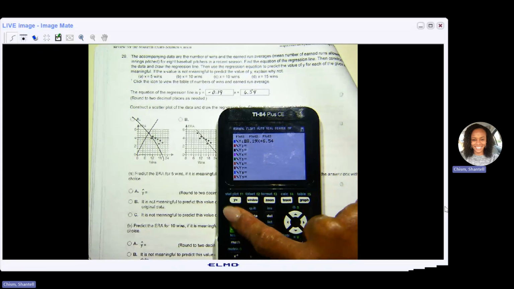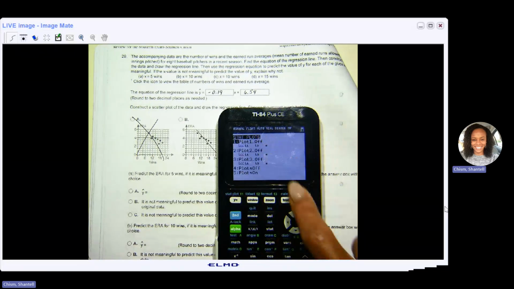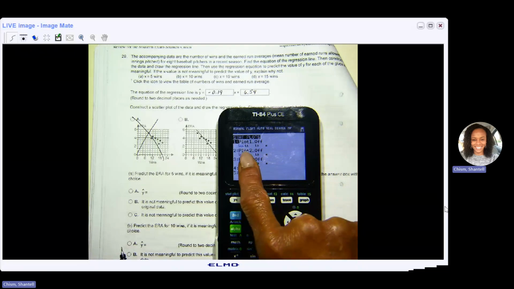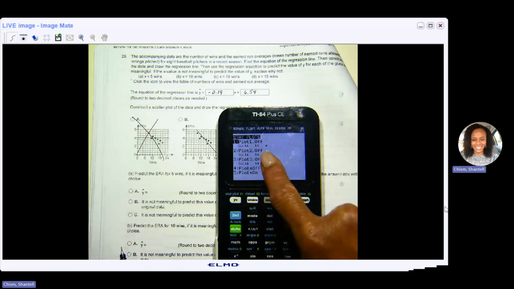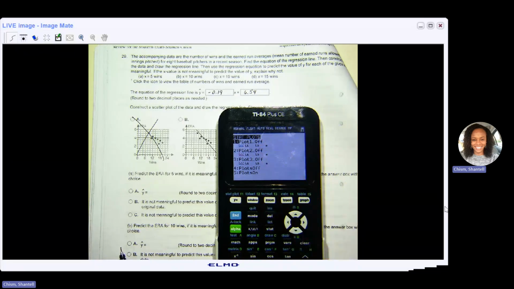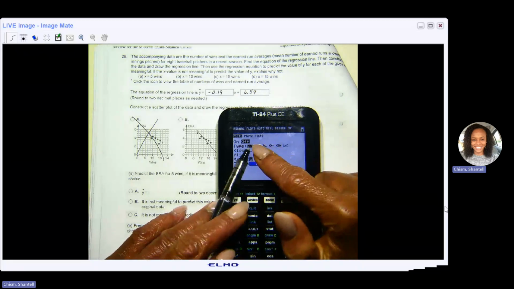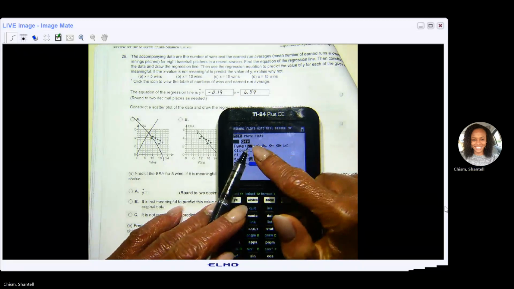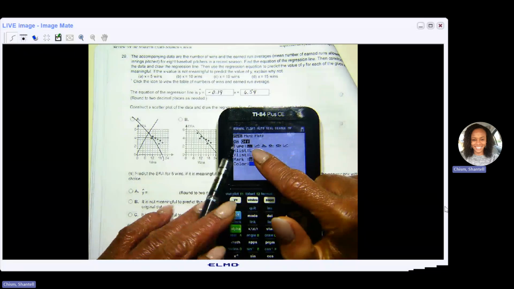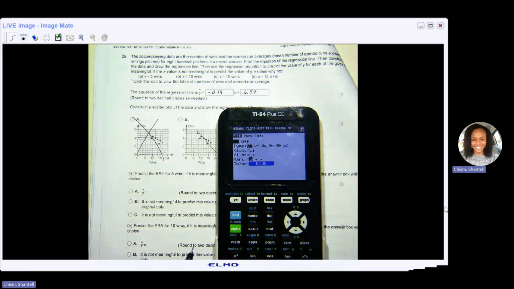Let's press second y equals to turn that on. It's already by default using L1 and L2, and it's going to use this little small box symbol for my points. I just need to turn it on. So it's already telling me that it's going to plot a scatter plot. I'm going to press enter there, and it's on. And now I can hit graph.